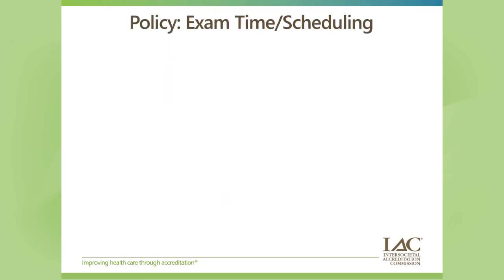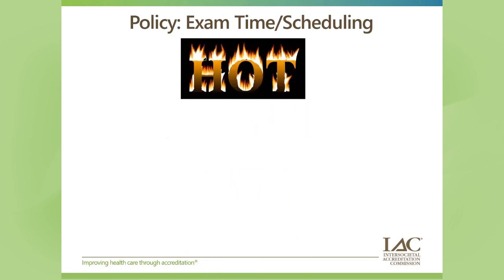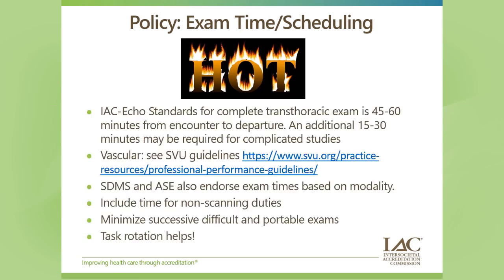All right, so talking next about exam time and scheduling, this always tends to be the hot topic, so I had to put a little cartoon in there with that. As far as standards out there, IAC echo standards for complete transthoracic echoes timing is 45 to 60 minutes from encounter to departure, and then an additional 15 to 30 minutes may be required for complicated studies.